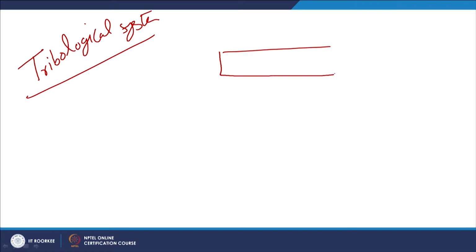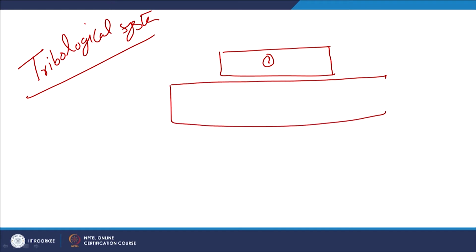To understand adhesive wear and related aspects, it is important to understand that any wear system forms a tribological system, which is called a tribo system. What does a tribo system include? One mating component, component 1, and another component, component number 2. This may also be considered as a counter surface.